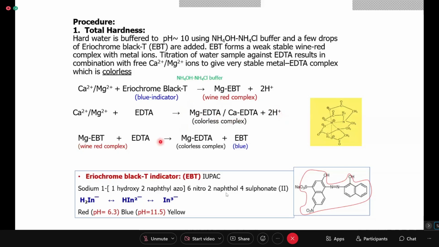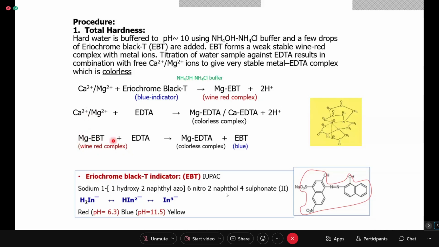And then at the end point, when I say that magnesium EBT is more stable than calcium EBT, it means that just 2 drops before your end point, if a calcium EBT complex is there, that will break first, and then the magnesium EBT complex.